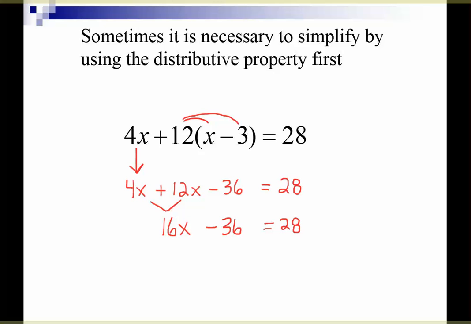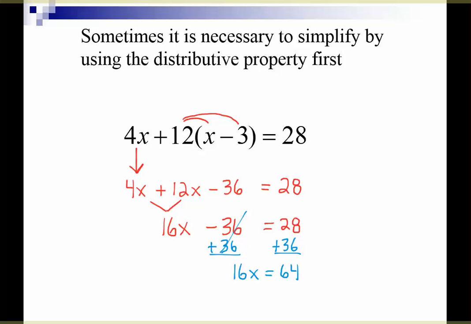Okay, I'm going to take out the loner first. Which of these numbers is the loner? Well, that is the -36. I'm going to add 36 to both sides, thus canceling that out, and I'm left with 16x on the left and 64 on the right.